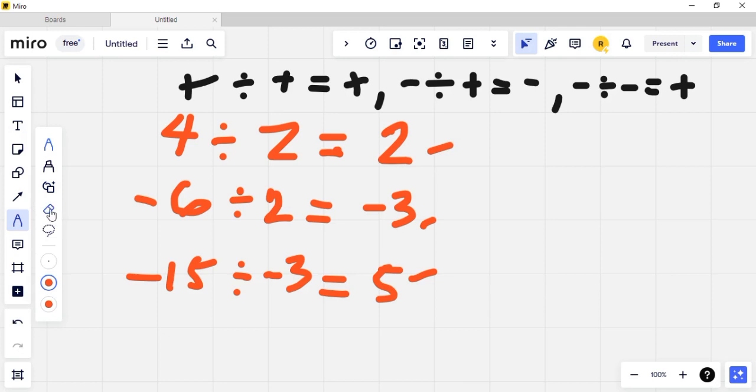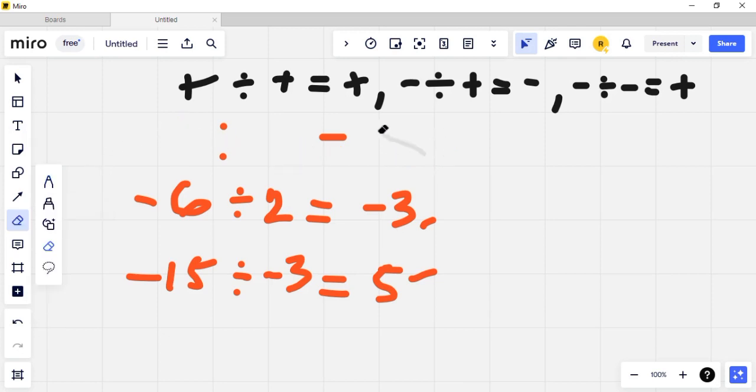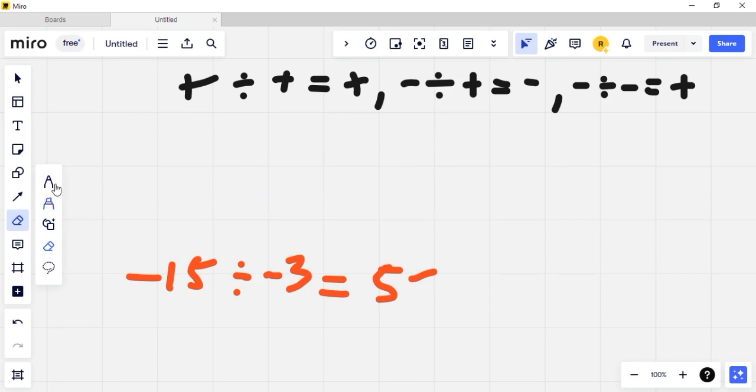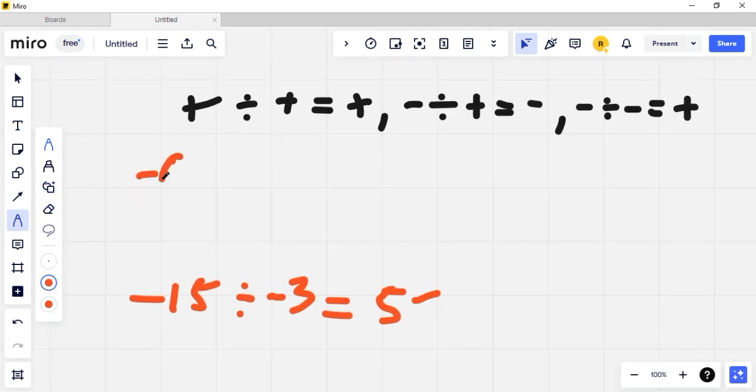Okay, let's have another one. Negative 6 divided by negative 2 is equal to positive 3.